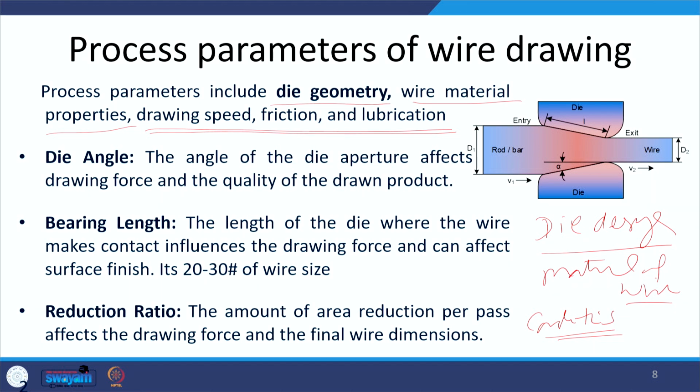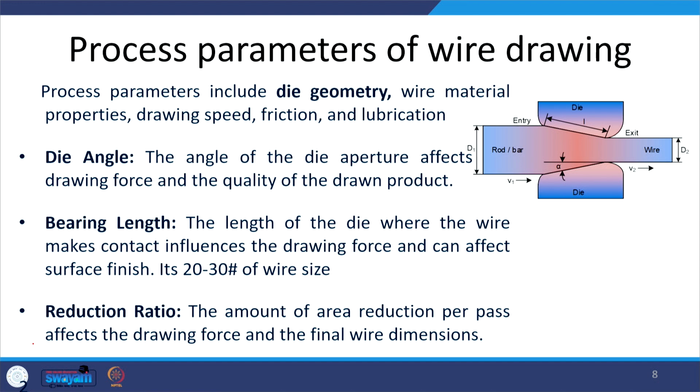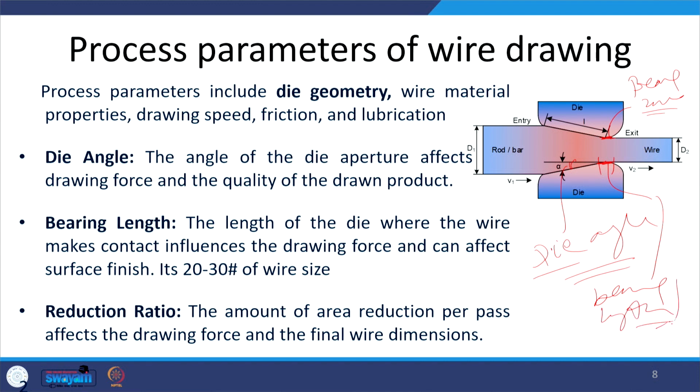Here, the first parameter is the wire drawing die design. You can see there is one angle alpha, which is called the die angle. Then there is a small section called the bearing zone. This bearing zone determines the final size of the wire that will be produced. It is the flat uniform diameter section, and the length of that section is the bearing length.